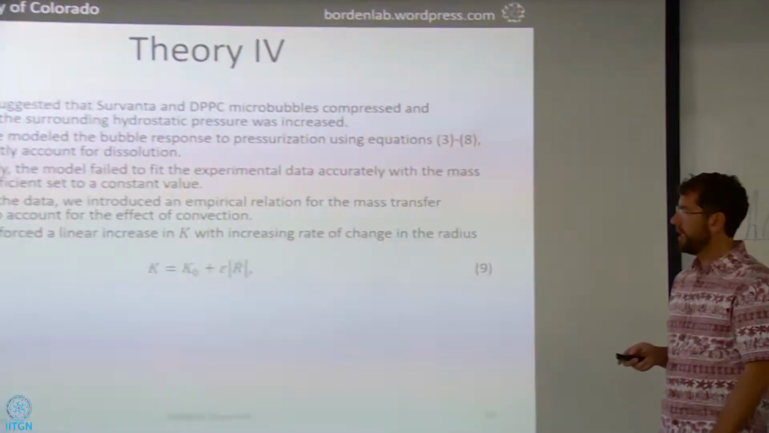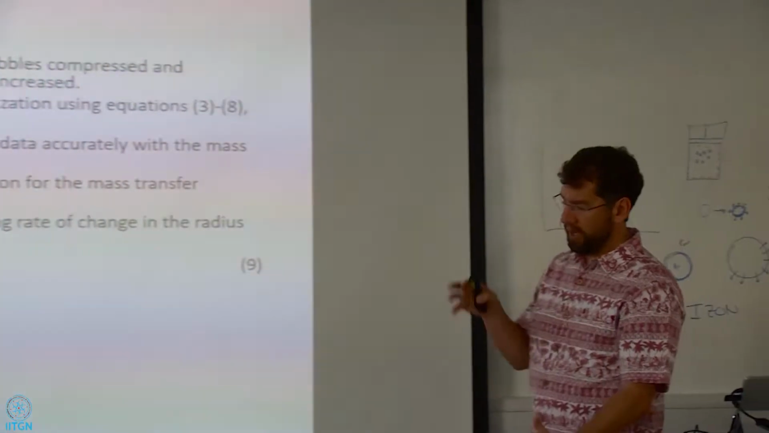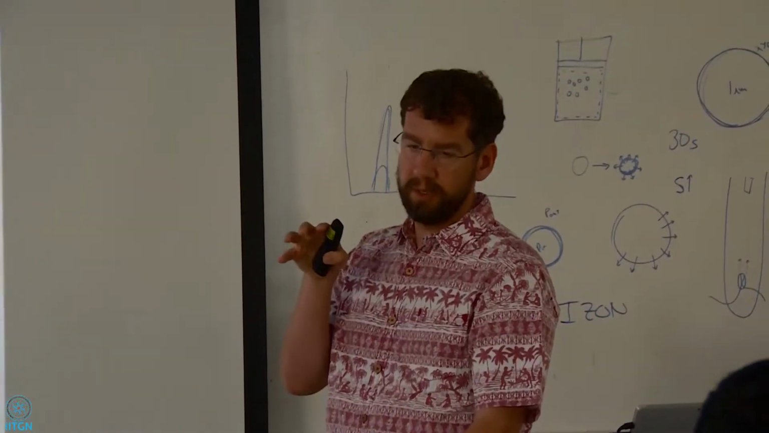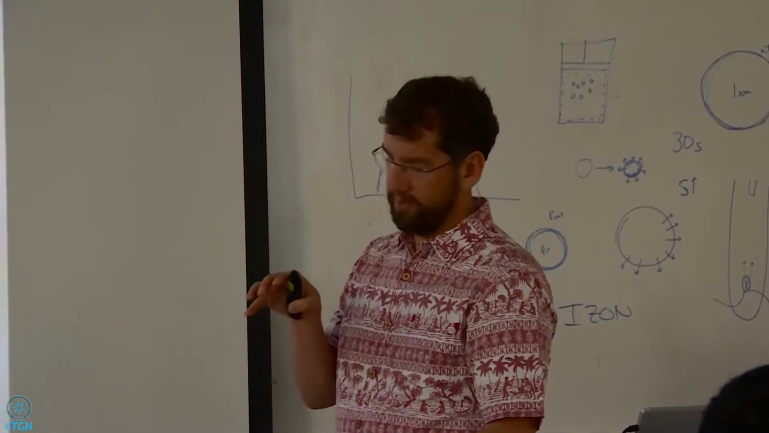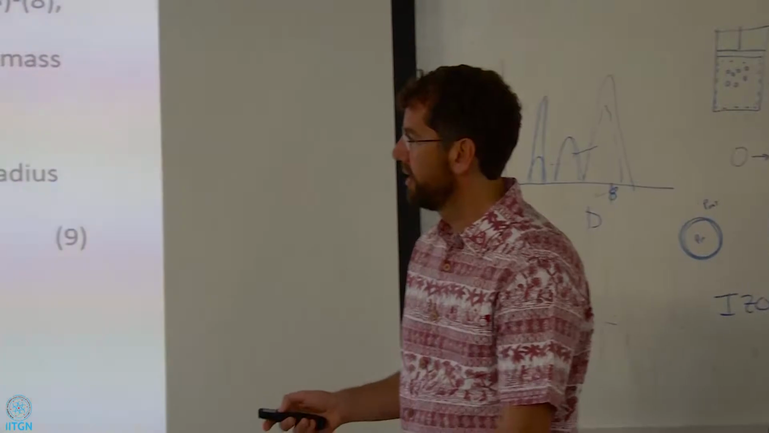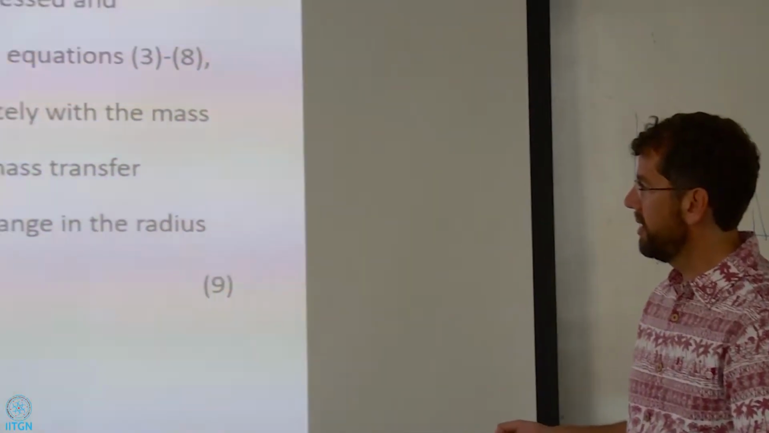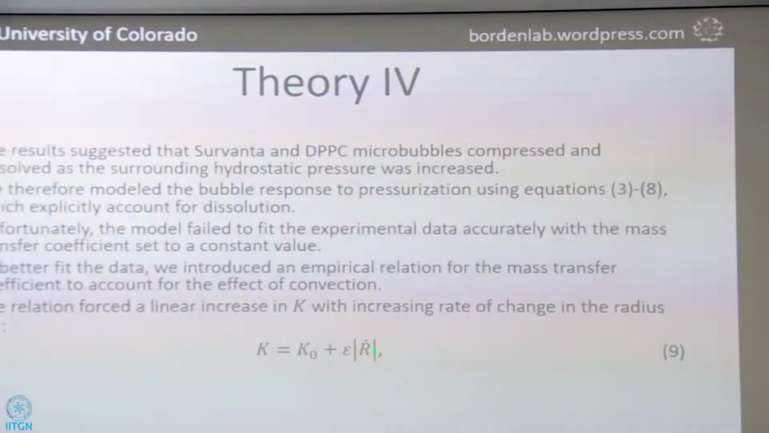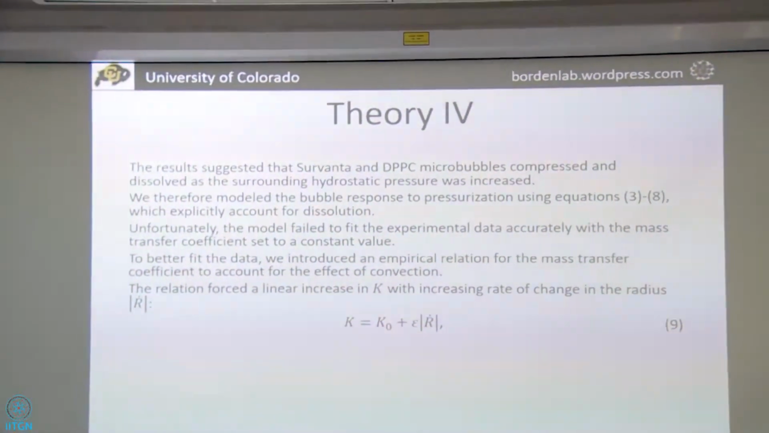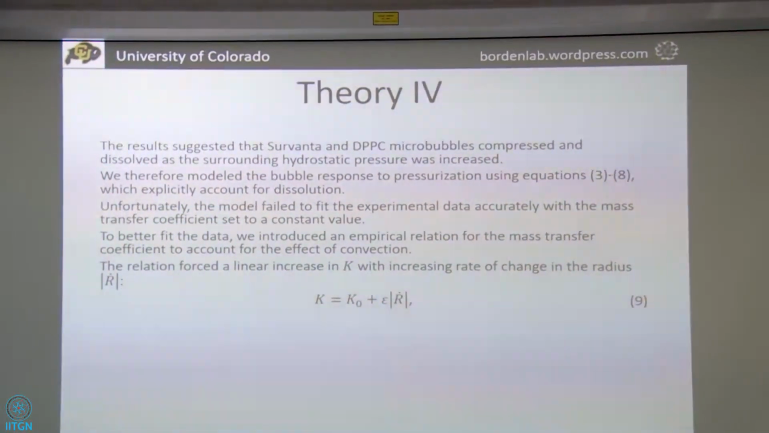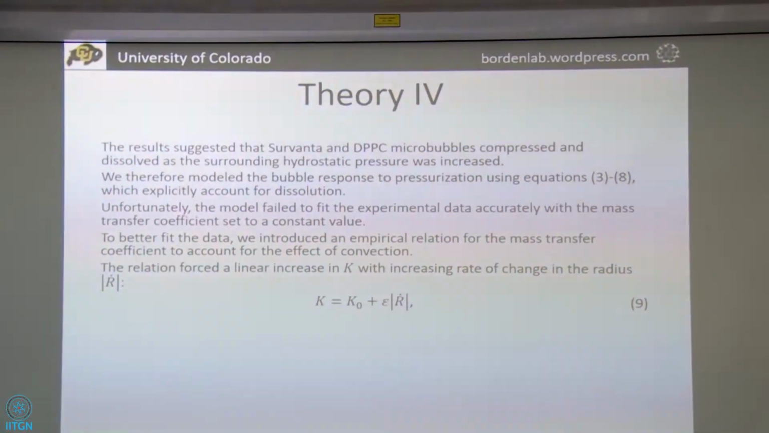Probably because it was being compressed faster, because compression is initially fast and then it slows down as you continue to pressurize. And so we just introduced a simple expression here, which is that the mass transfer coefficient increases linearly with the wall velocity. And this comes out to be a factor of about 1,000.